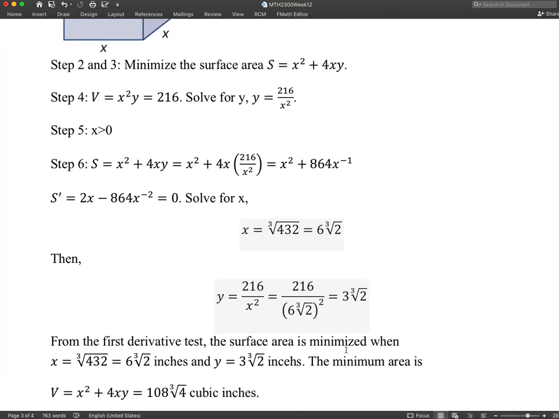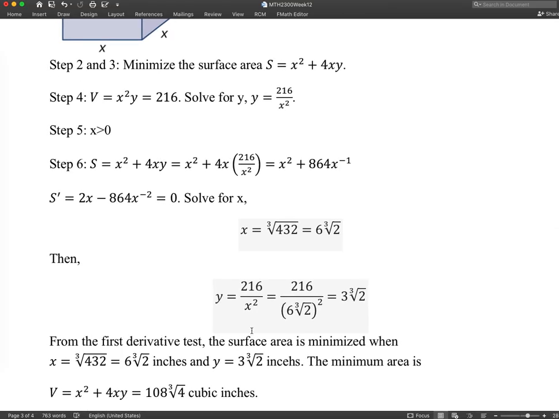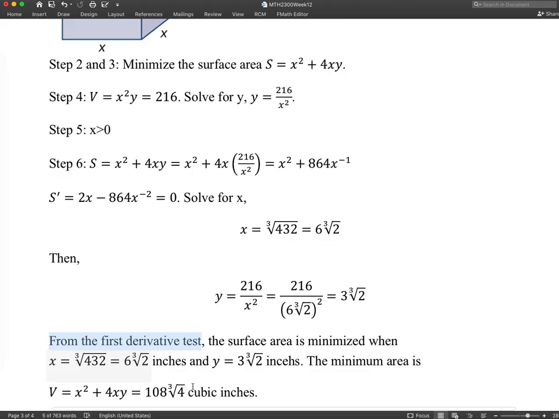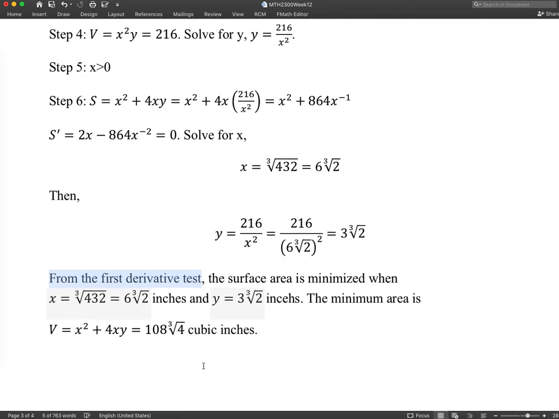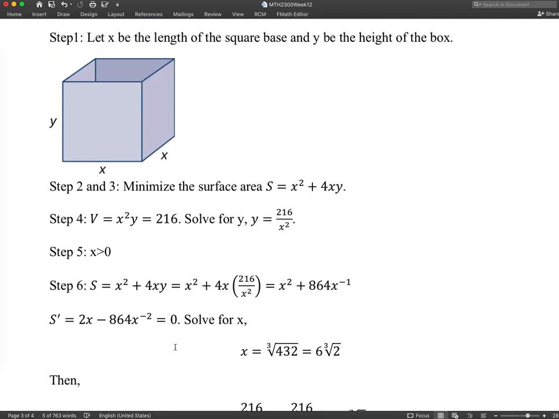If you want to go through the little details, you can, if you are convinced. For me, I just put this in the notes. From the first derivative test, the surface area is minimized when x is 6 times the cube root of 2 and y is 3 times the cube root of 2. Also you can calculate the minimum area, and I think it should be 108 times the cube root of 4. So this is about the example.